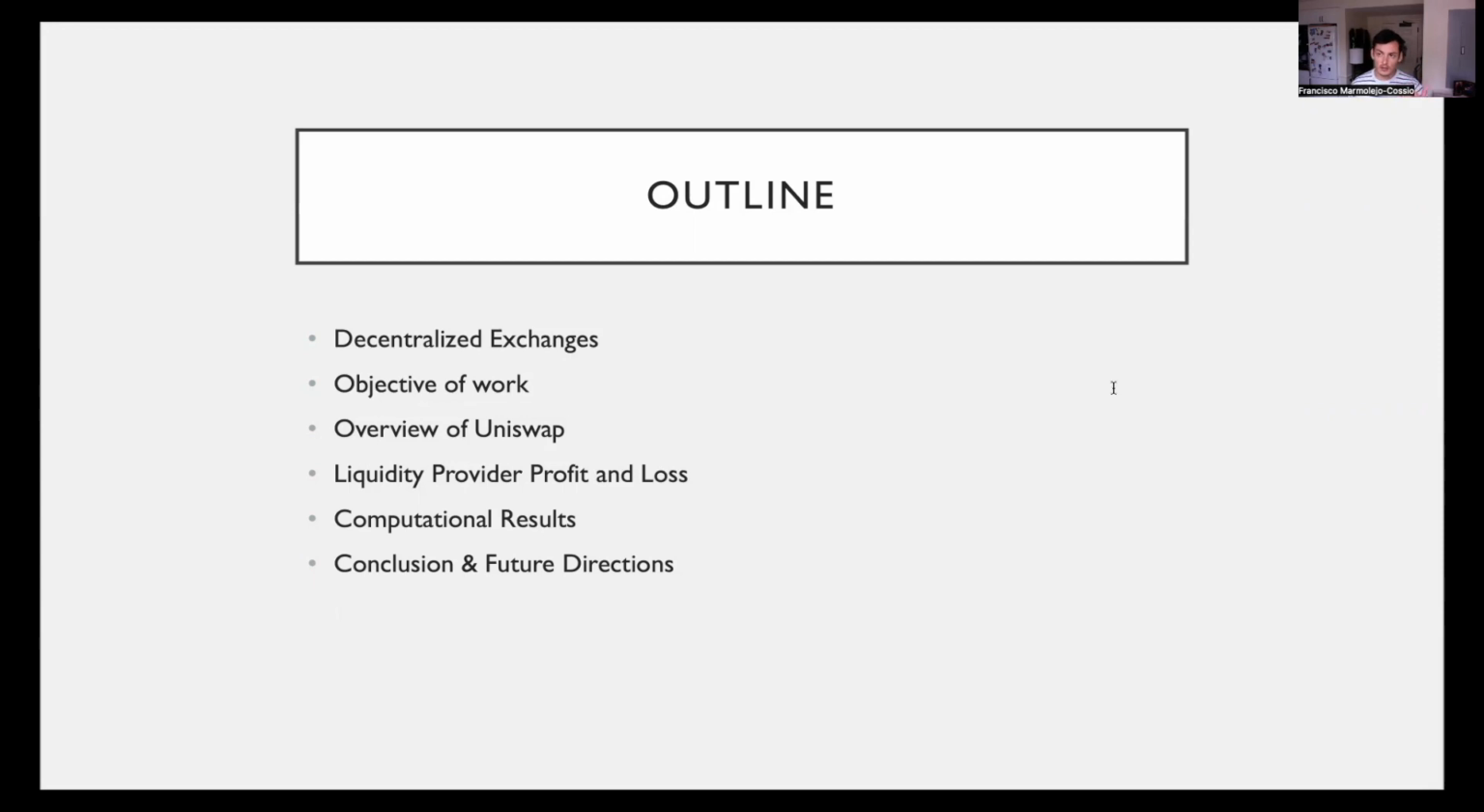I'll then delve into more of the specifics of Uniswap, both V2 and V3, and then introduce the machinery for how we measure the profit and loss of liquidity providers specifically over a specific time horizon. And we'll end by providing some computational and empirical results that allow us to glean some potential insights on incentives for liquidity providers in Uniswap v3.